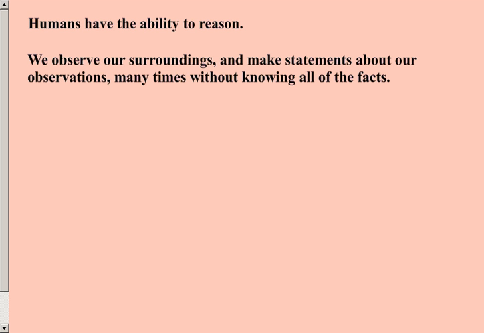Okay. Now, what we do as humans is we observe our surroundings. We come to conclusions, we make statements about our observations, and obviously many times without knowing all of the facts. Now, there can be a lot of reasons why we may not know all of the facts moving into a situation. Maybe not all the facts are available to us, or another problem is we just get a little bit impatient. A lot of times we do not take the time to gather all of the information before we try to arrive at a conclusion, hence the term jumping to conclusions. Okay, it's just in our nature that we do this.